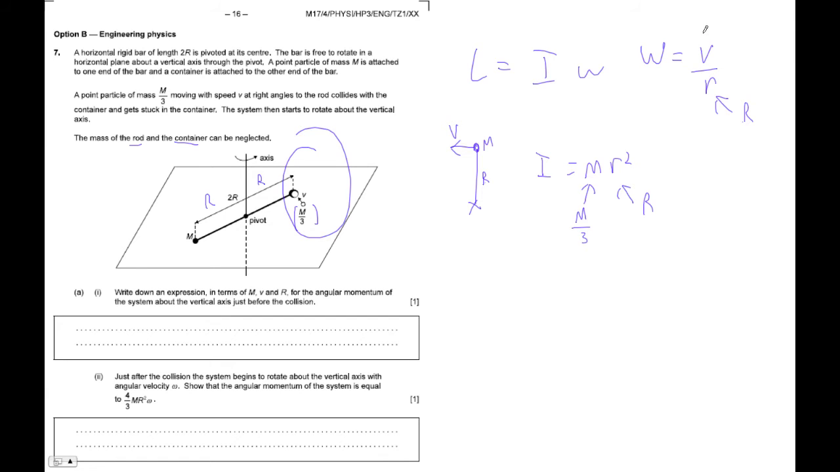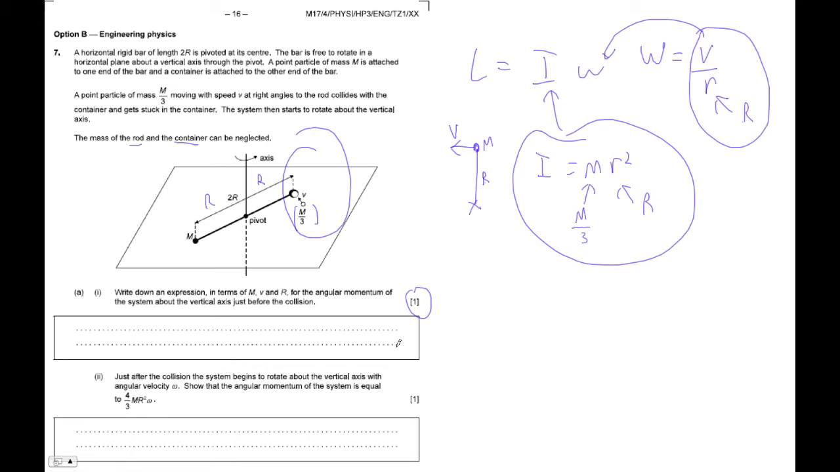Okay, so plug this into here, plug all of this into there, and you'll get an expression for it. It looks very much like mRv/3. I'll just say that. Okay. Then it says just after the collision, it begins to rotate, show that the angular momentum is this. So this is another expression, another L expression. Okay. So remember, L is I omega. They're saying just use omega. Notice that the answer is omega, right? So the question is, what is I?